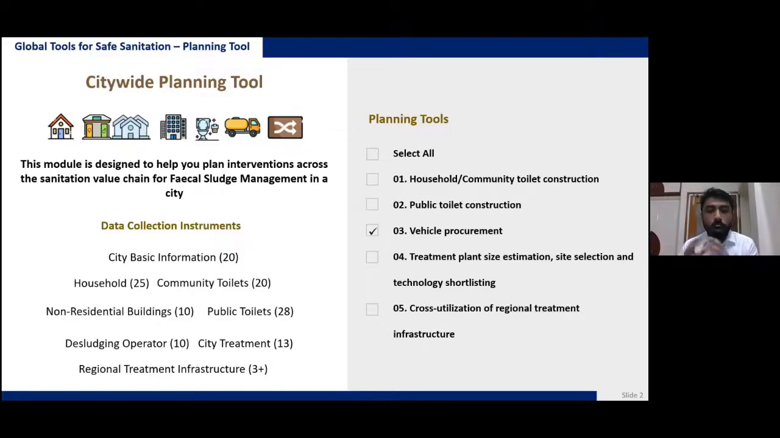So all of them are very much modular. It depends on the interest of the user, and accordingly the user can choose which questionnaire they want to deploy on the field.